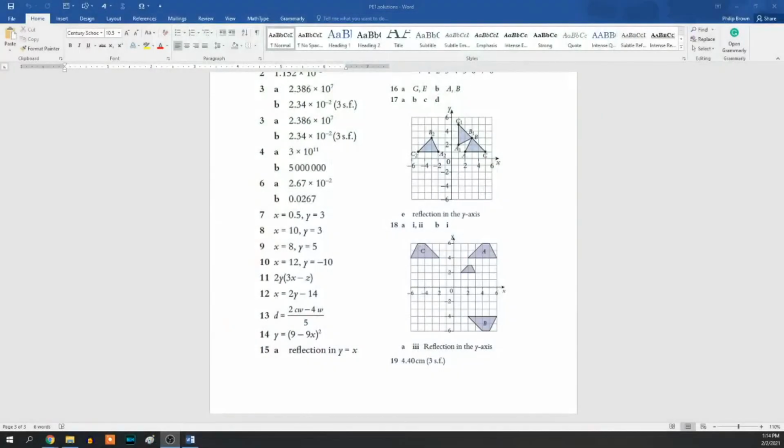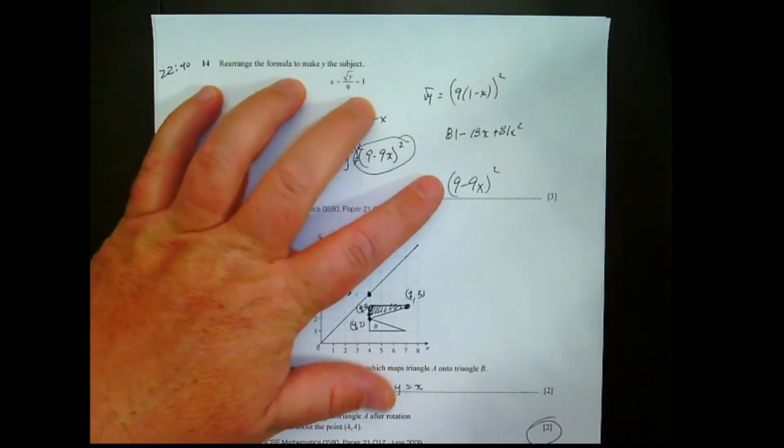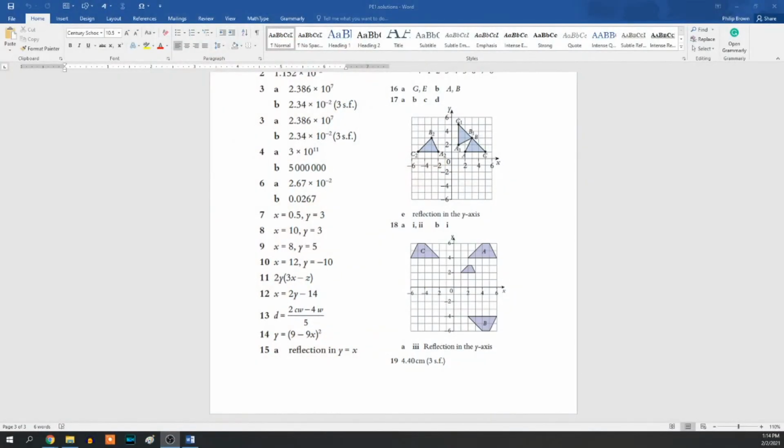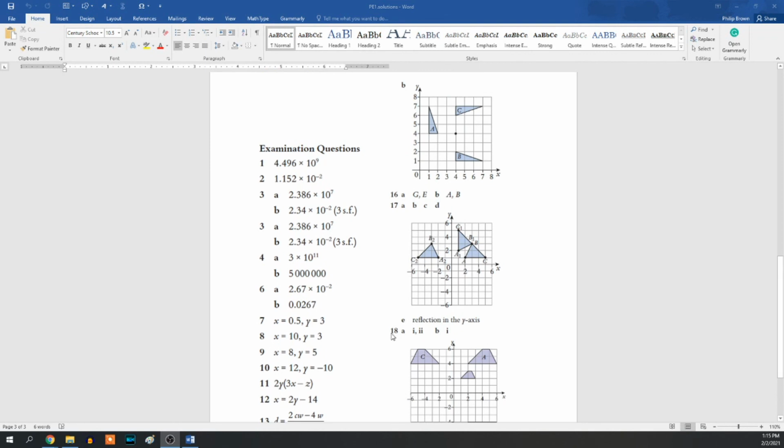So number 14. Okay, they were okay with leaving it factored like that, which is fine, which I kind of suspected. Number 15 says reflection over y equals x, and I have reflection over y equals x. And then for 15b, oh my gosh, I got it wrong, and I know exactly what I did wrong. Do you guys know what I did wrong right there?